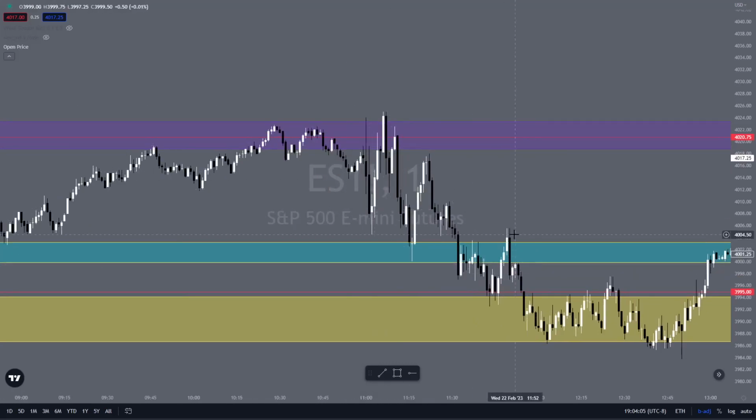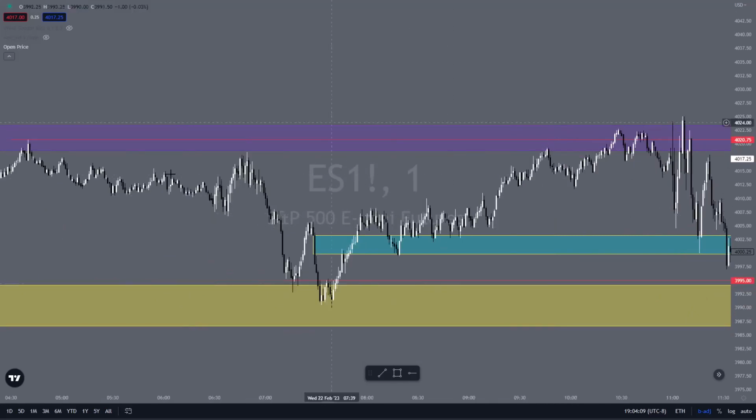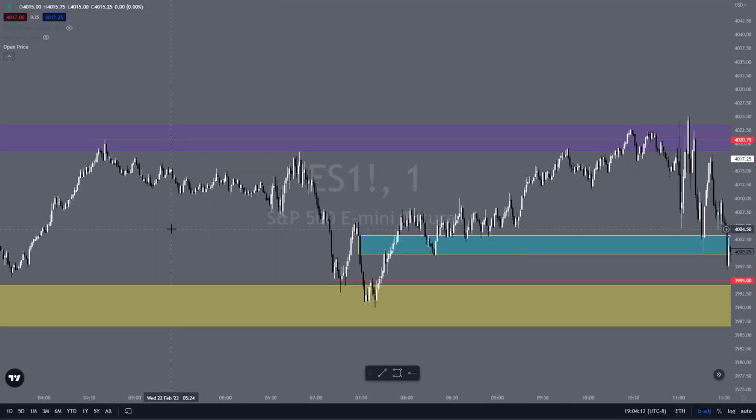Chopping, it was volatile, moving both ways. I wasn't really interested in this price action. I was more interested in this action here. So I hope that helped. I hope that gave you guys an understanding of why the market does what it does.